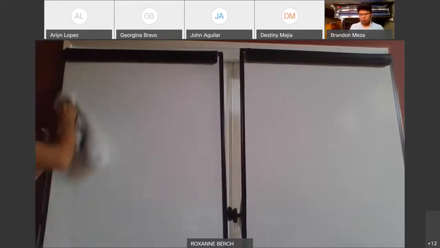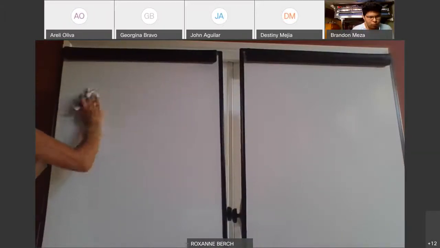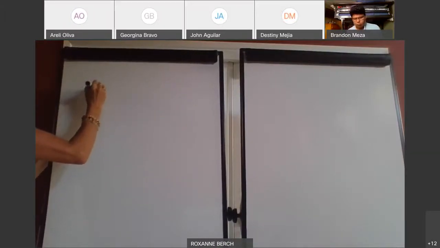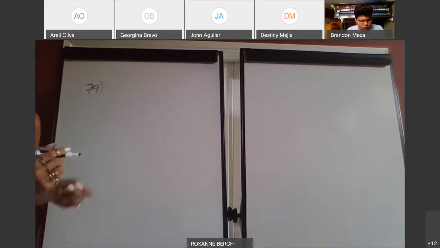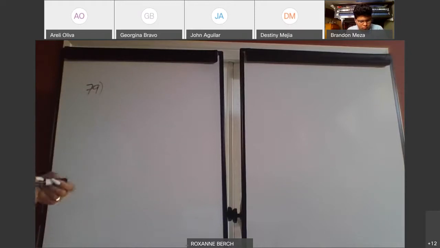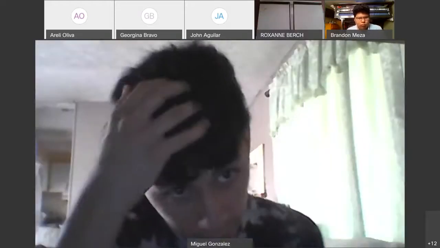Can you do number 79? I don't know if I put one on there like this. What is it, the cube root? Didn't I just do this one? I think I just did this one. Yeah, so I already did this one.